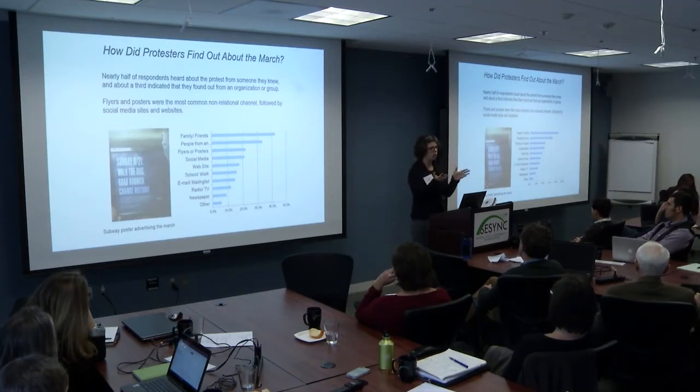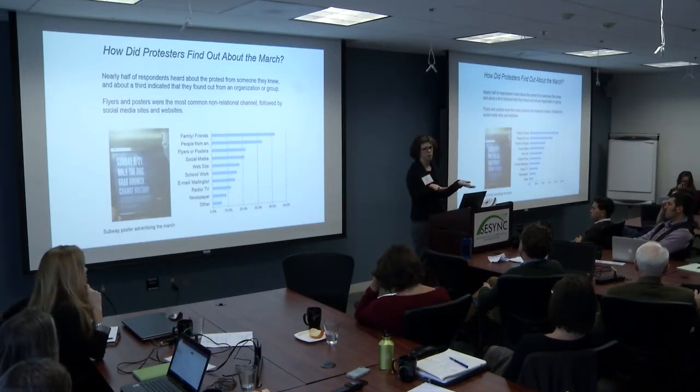There are some people who will ride a bus across the country, but that's a small proportion of all the people who will come out. Here there was an estimated 400,000 people, and you can't have 400,000 people coming in on buses. So this is a distribution of how people said they heard about the march. We had some non-relational channels, and then we also had social media sites and websites.